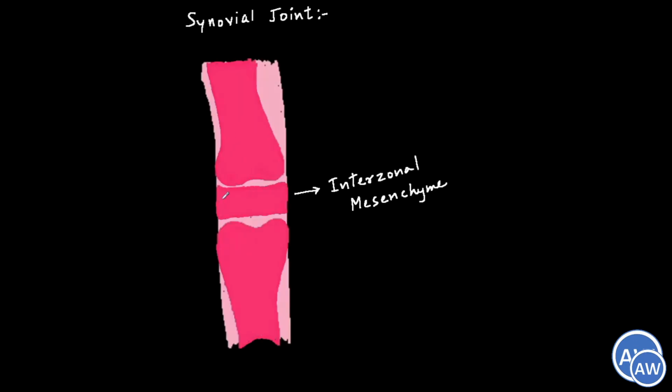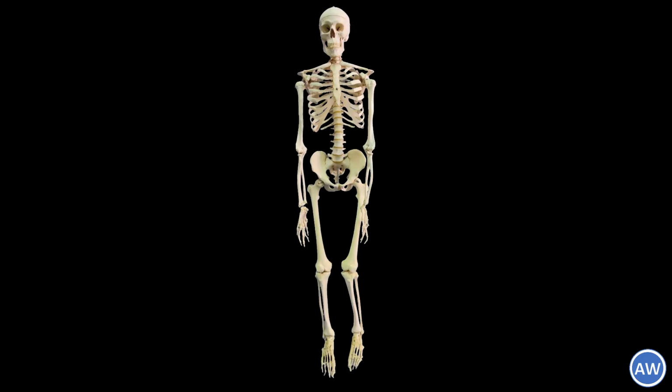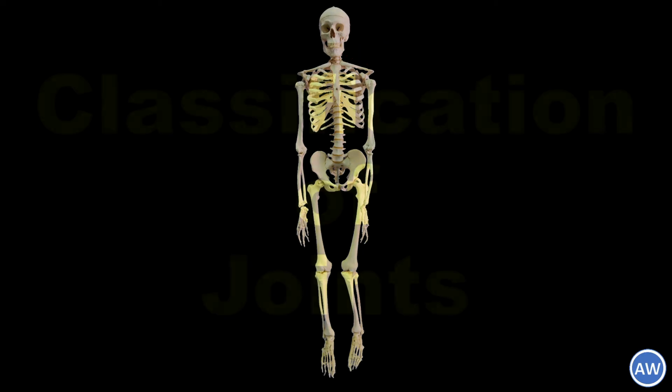Since our last episodes, we have been talking about the development of joints. If we look at our skeletal framework, we know that there are movements possible which vary according to the needs at different joints. So today, we'll proceed one step further and talk about the classification of joints.